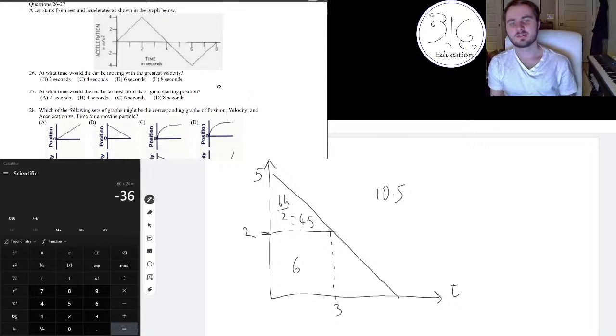Okay, so we can do a couple more here. We've got a car that starts from rest and accelerates as shown in the graph below. So this is our acceleration as a function of time. What time would the car be moving with the greatest velocity? So that's going to be here at time 4. Oh, I didn't want to draw a picture like that. Let's draw our picture. We've got time.